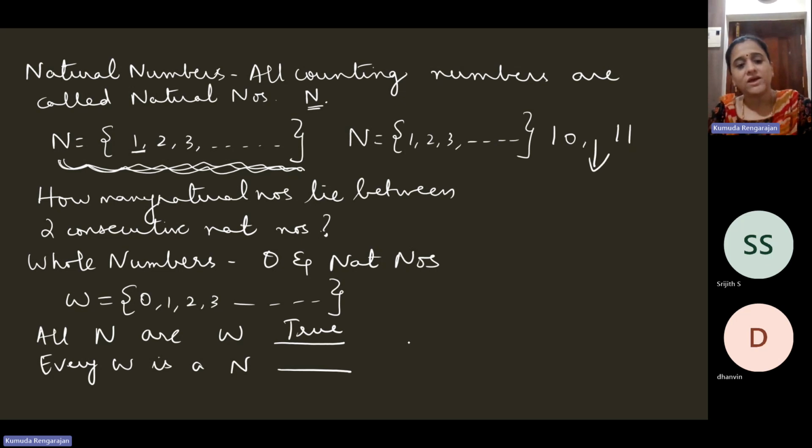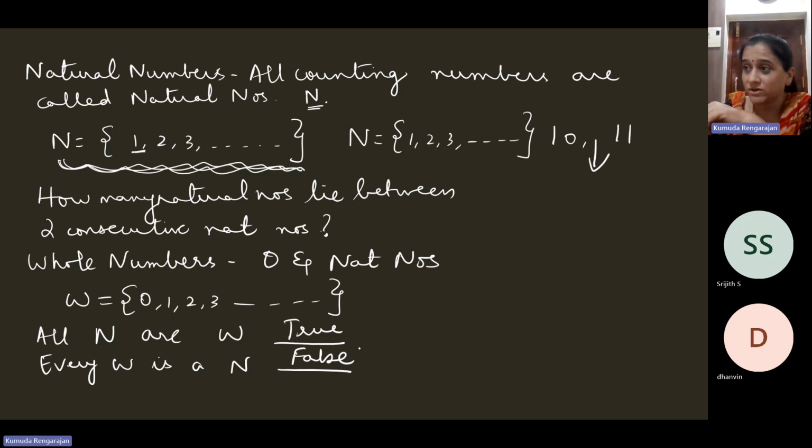So here, every whole number is a natural number, except for 0. Except 0, every whole number is a natural number. But 0 is a whole number which is not a natural number. So it's false. There is one exception, so it's false. Correct? Every whole number is a natural number. False, because 0 is a whole number. It's not a natural number.